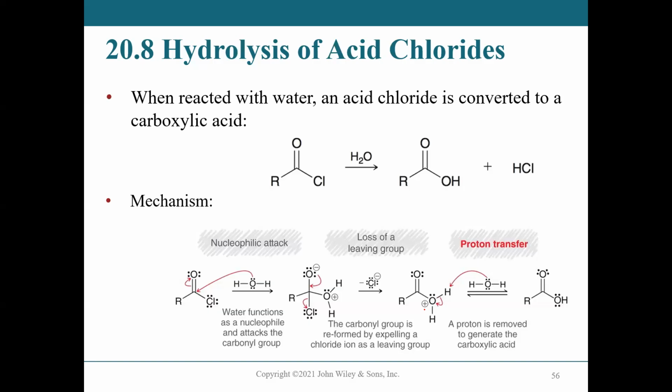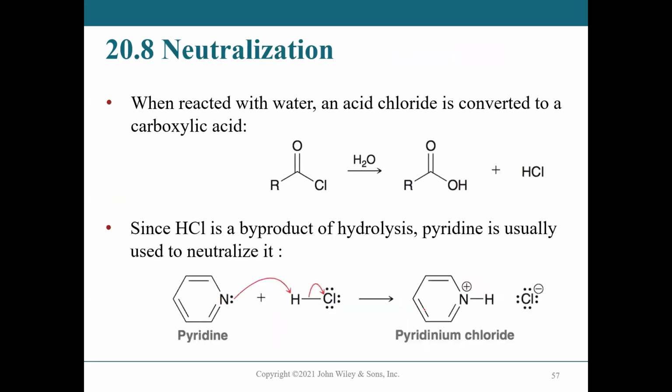This reaction produces HCl as a byproduct, and the HCl can often produce undesired reactions with other functional groups that might be present in the compound. So pyridine is used to remove the HCl as it is produced. So we see right here that pyridine is usually used to neutralize it.